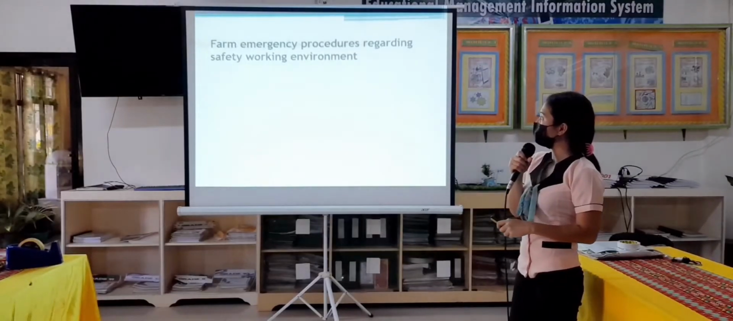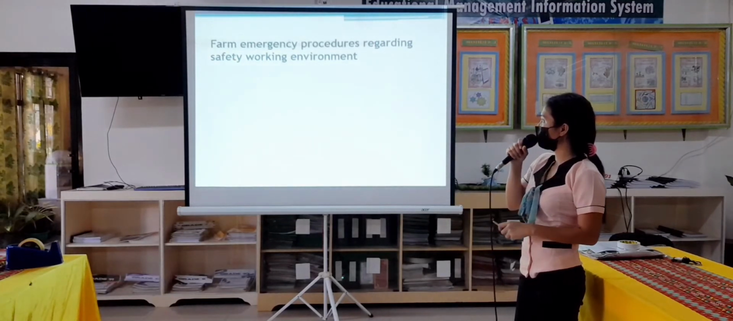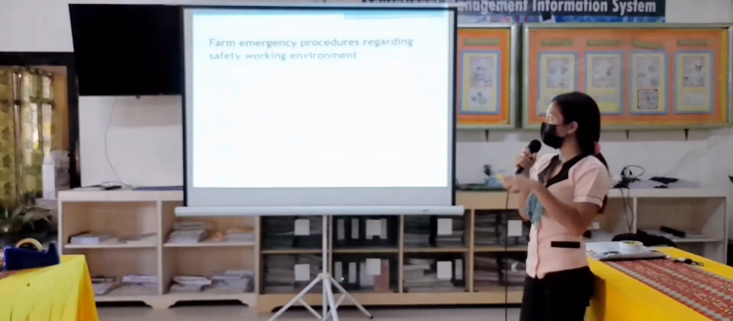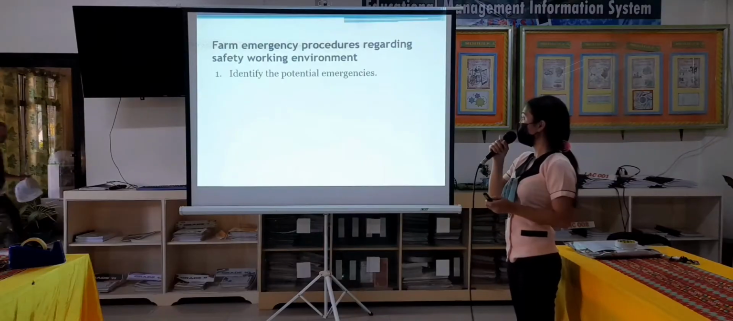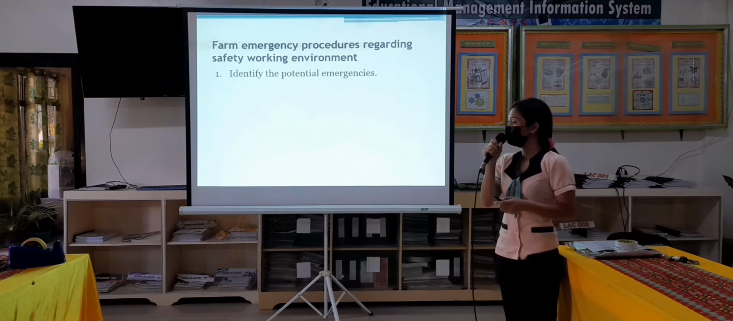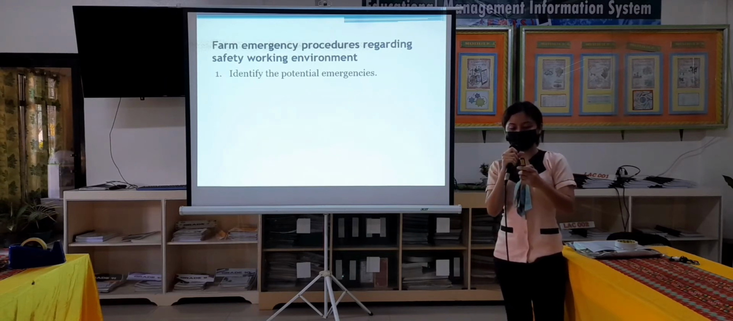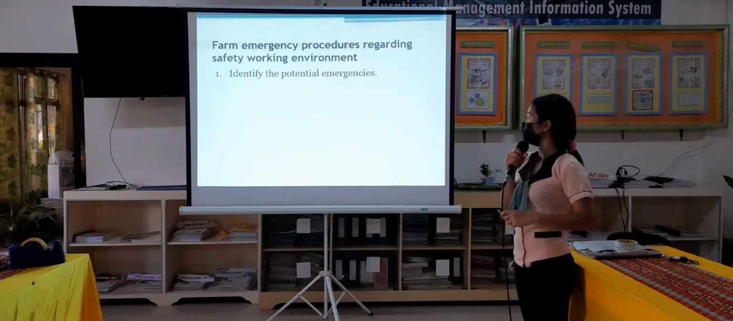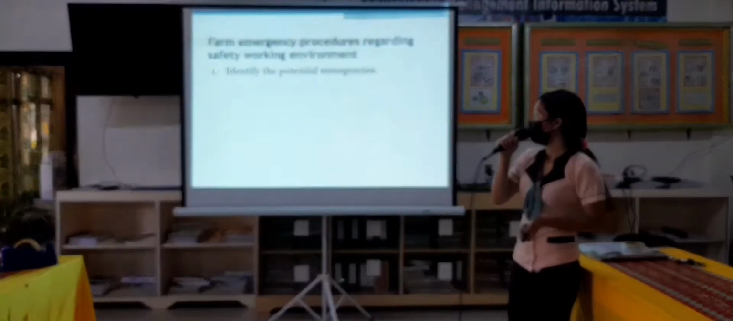So we will now tackle the farm emergency procedures regarding a safe working environment to avoid those hazards. First, kindly read, Miss CJ. First is to identify the potential emergencies. Thank you. So what are potential emergencies that will arise in the farm or in the workplace? Yes, injuries. Another, accidents. So those are fire, flood, typhoon, injuries, accidents, electrical shock, and chemical exposure.